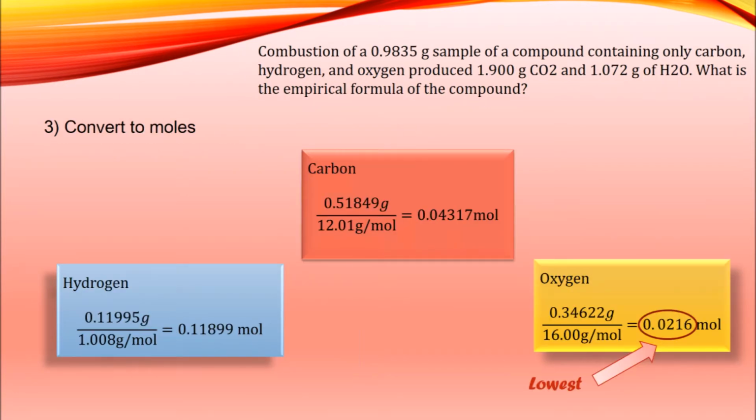For the third step, we need the conversion from grams to moles. So we start with the resulting grams of carbon and divide it with the molecular weight of the same element to get the moles. To find the moles of hydrogen and oxygen, we use the same method as shown below. Notice that oxygen has the lowest number of moles, which we are going to use in the next step.